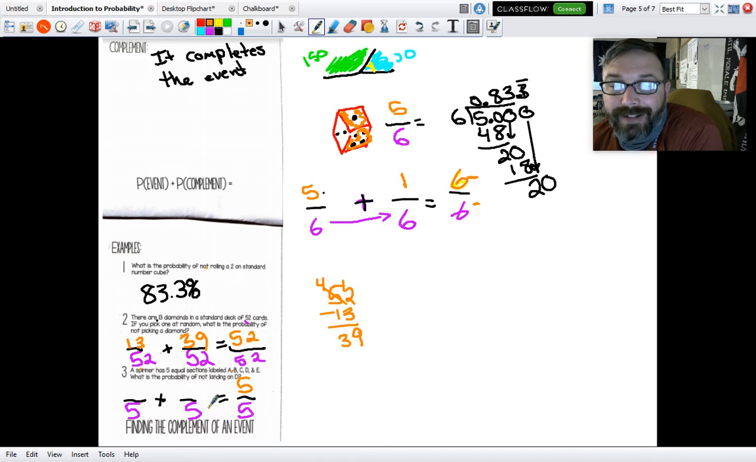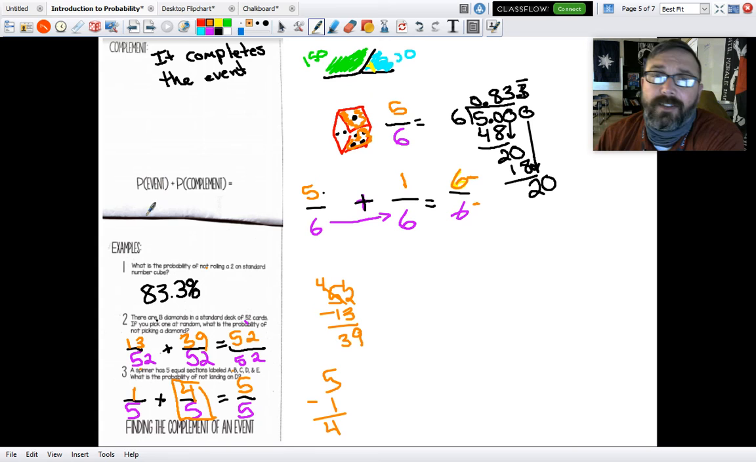Now it wants to know what is the probability of not landing on D. Well, to land on D, D is 1 out of the 5 possibilities. So we'll put a 1 here. 1 over 5 plus what over 5 equals 5 over 5. So we do our math. 5 subtract 1, and that gives us 4. So the complement in this case would be 4 over 5. Not landing on D would be 4 over 5.